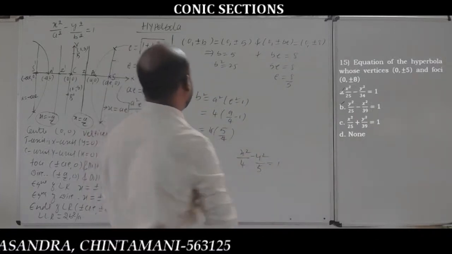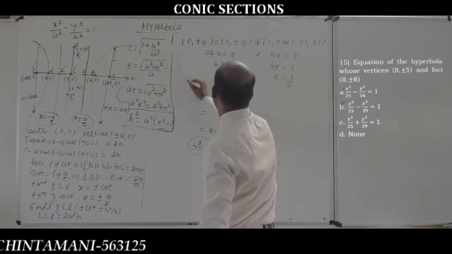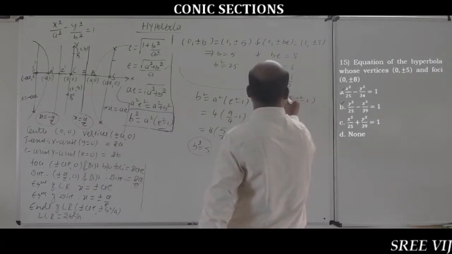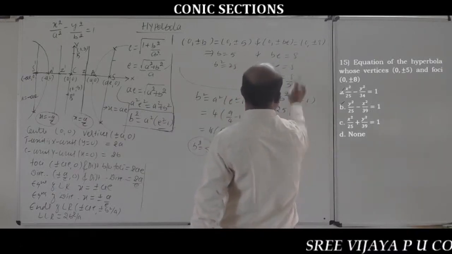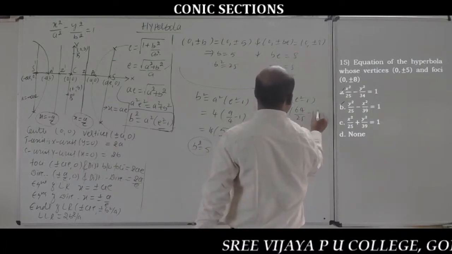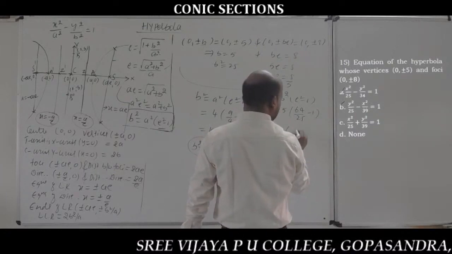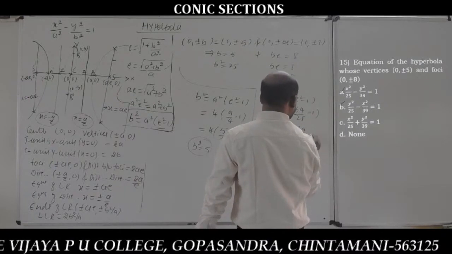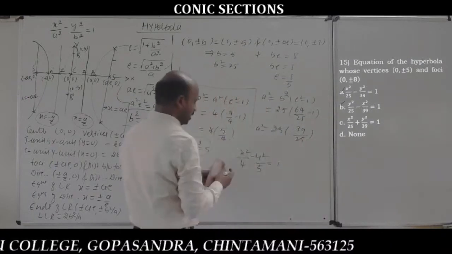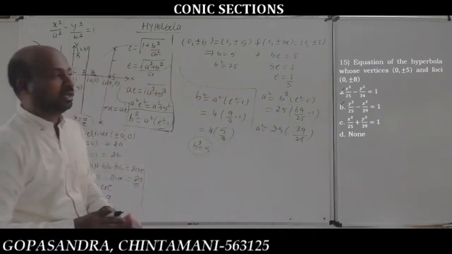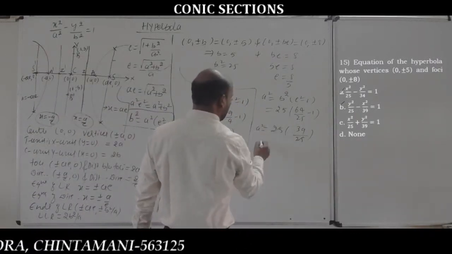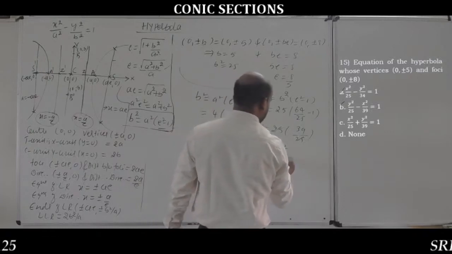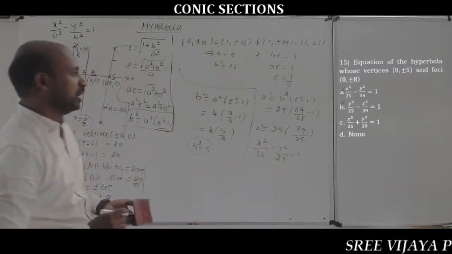Now, since it is a conjugate hyperbola, we have to change the formula. For the conjugate hyperbola, a square is equal to b square into (e square minus 1). b square is 25, e square is 64 by 25, minus 1: 64 minus 25 is 39 by 25. The 25 will get cancelled. So a square is 39. So the equation of the conjugate hyperbola, x square by a square, which is 39, minus y square by b square, 25, equals 1.